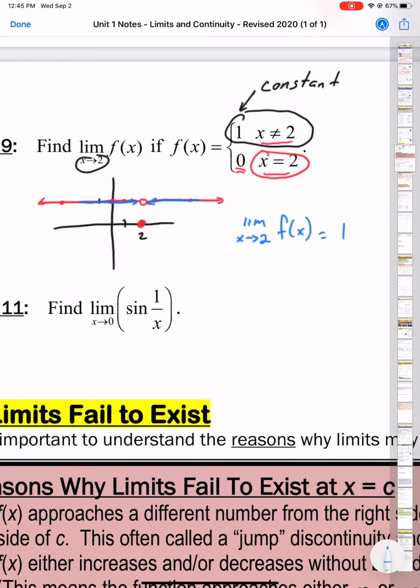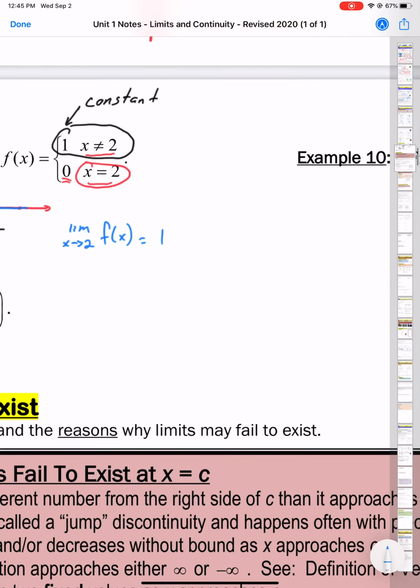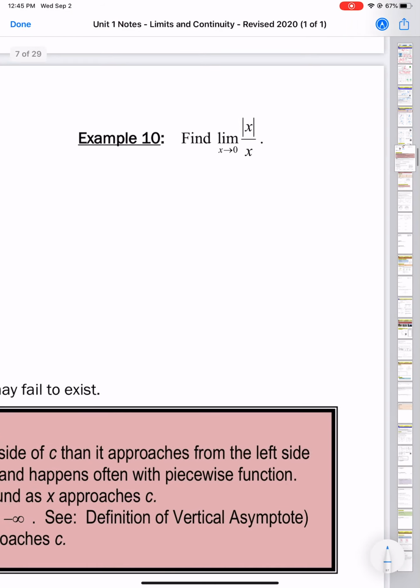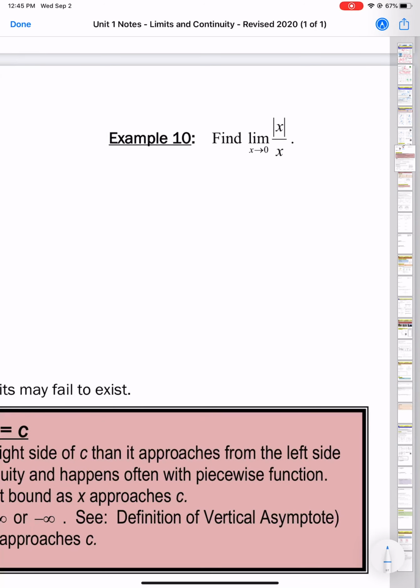All right, moving on to number 10. Number 10 is asking us to find the limit as x approaches 0 of the absolute value of x over x. So this is kind of a weird function to graph. We probably don't know what it looks like off the top of our head. So let's go back to the graphing calculator here. And we're going to graph the limit as x approaches 0 of absolute value of x over x.